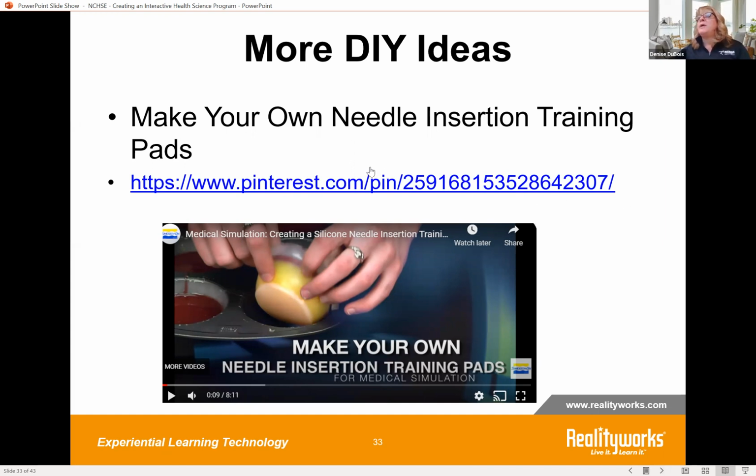So one was how to make your own needle insertion training pads, which I thought was very interesting. And it's a YouTube video. And it's only 8.5 minutes, but again, if you like to do that kind of thing, it gives you step-by-step instructions on how to do it. Might be something you'd like to try. So there's that one with the link that you see on the screen. But if you go into YouTube and you just do a keyword search, make your own insertion training pads, you would also find that video.